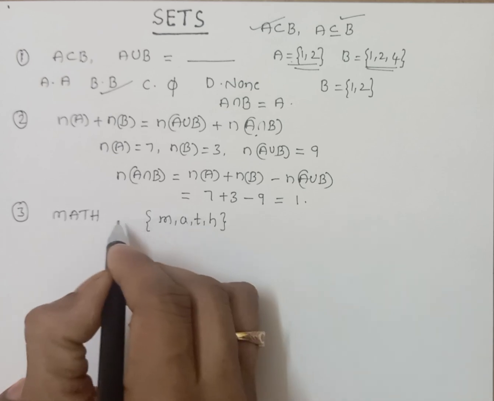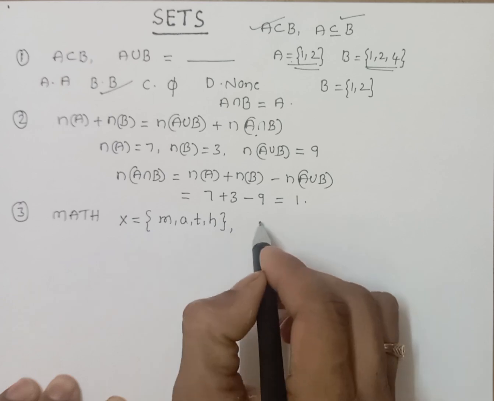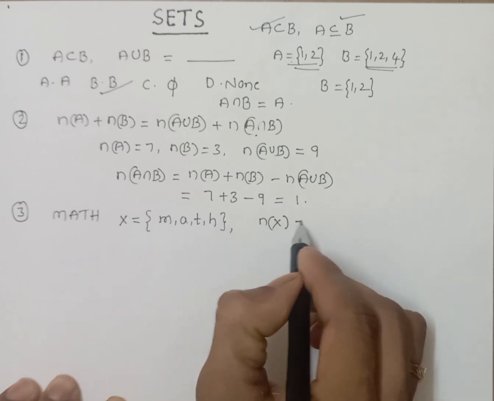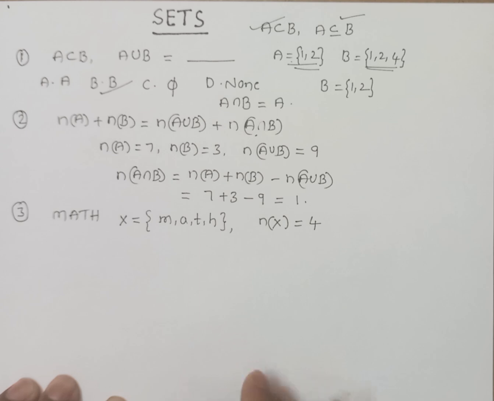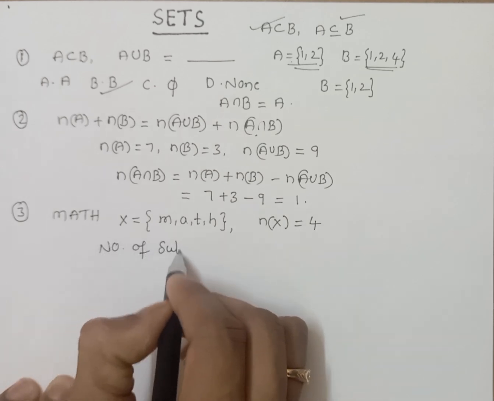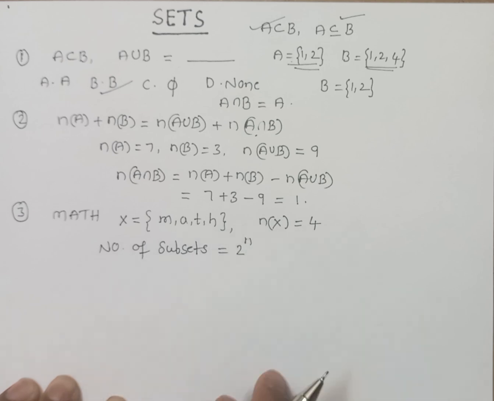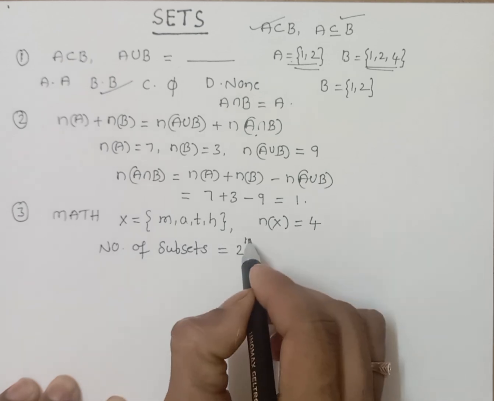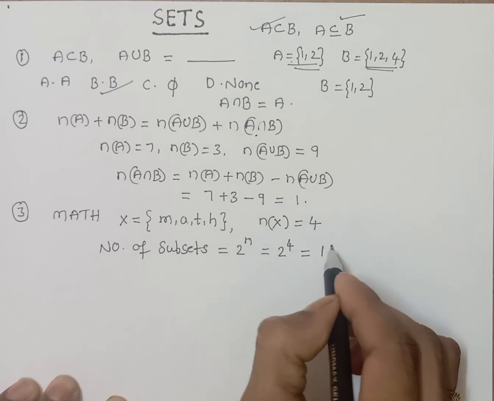Suppose I am taking this set as some x. So if I want the cardinal number, n of x is equal to how much? 4. Okay. What about its subsets? The number of subsets is equal to 2 to the power of n, where n is the number of elements. So 2 to the power of 4 is nothing but 16.